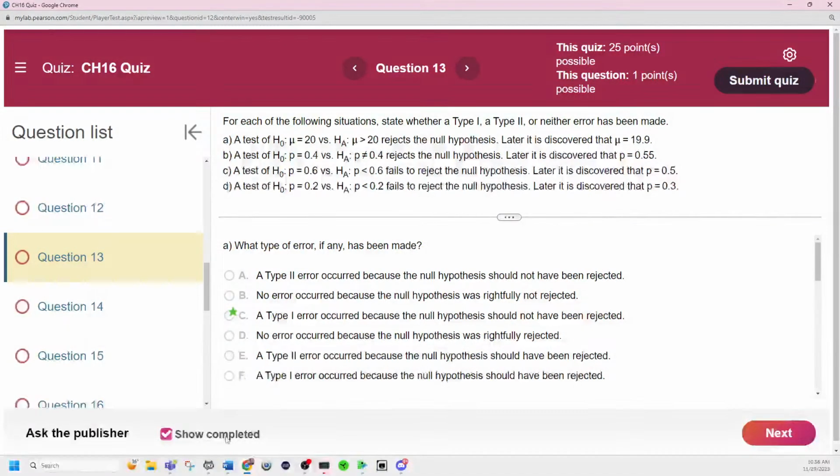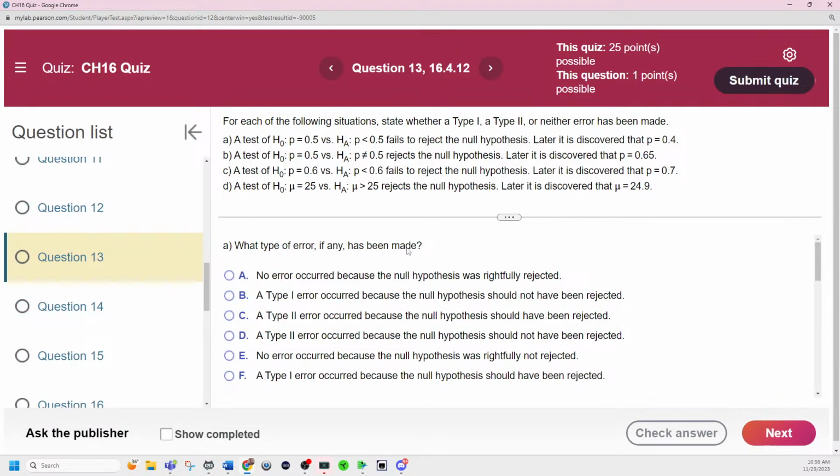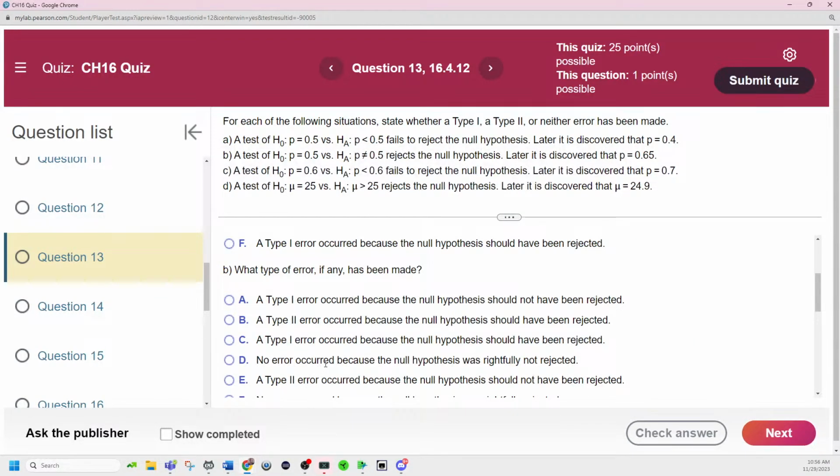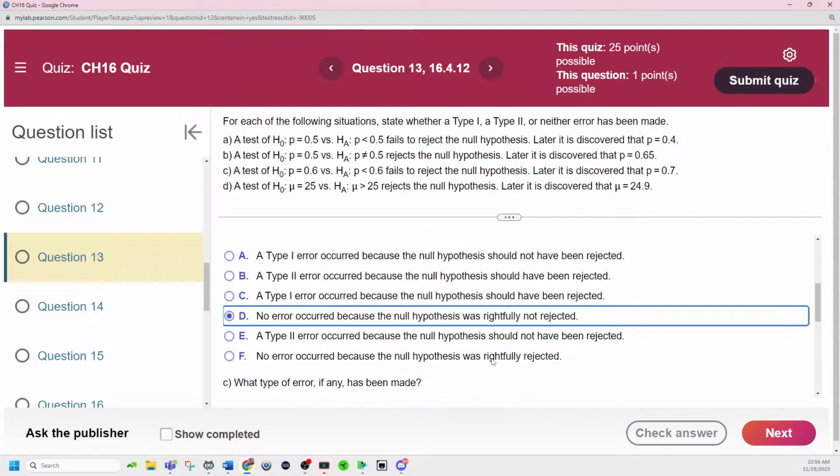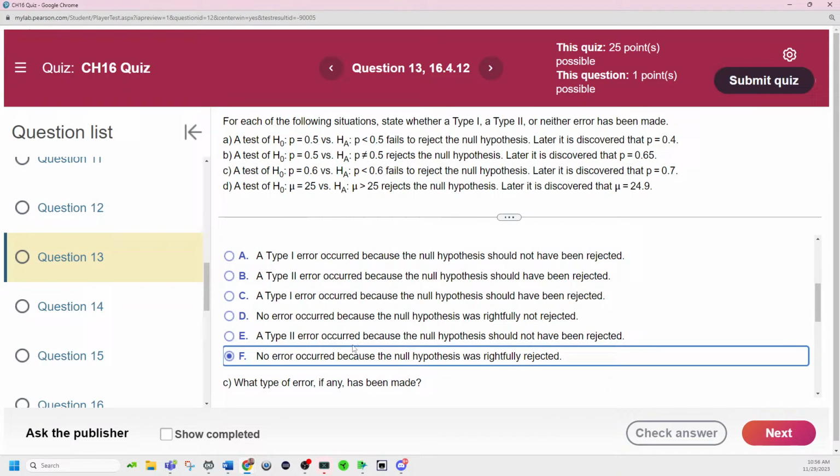Let's do another version of it and ace it here. Okay, so here's another version. Now she should have rejected the null. Notice how the truth is less than, so she should have evidence for that. This is a type 2 error. The null should have been rejected here. This one, she rejects the null. Later it's discovered that it is this, so that is good. No error occurred. The null was rightfully rejected.